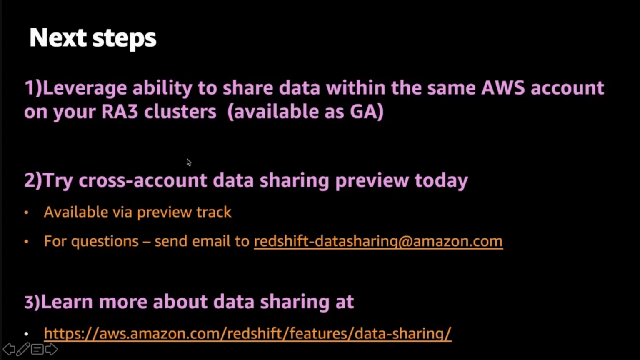In terms of the immediate next steps to think about, if you have RA3 clusters, or you can set up RA3 clusters very quickly, you can start to share data within the same account. So this capability is available as GA. So if you have RA3 clusters, you can try it out, or you can set them up and try it out pretty quickly. The second one is we have cross-account data sharing, which is the ability to share data across clusters that are in different AWS accounts. So you can try that as a preview.